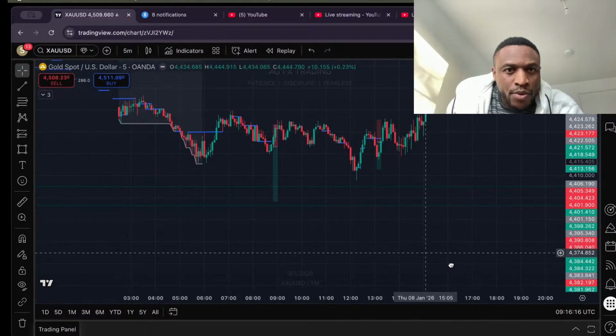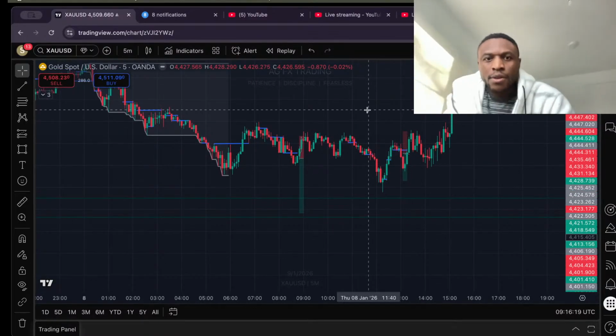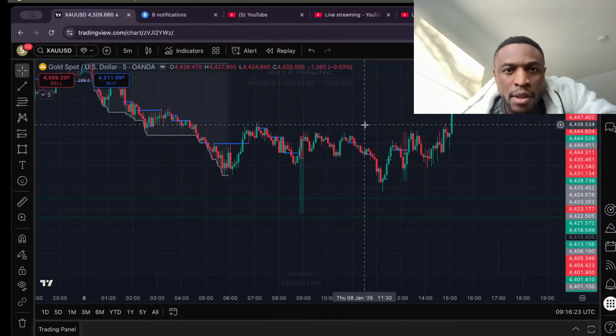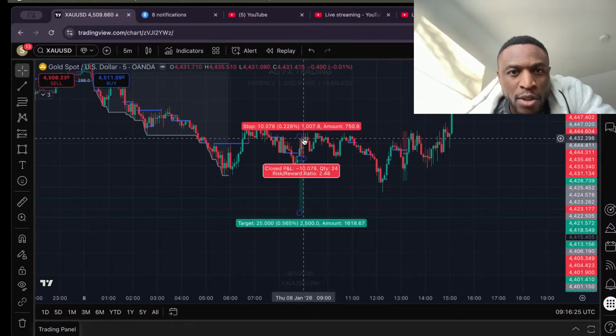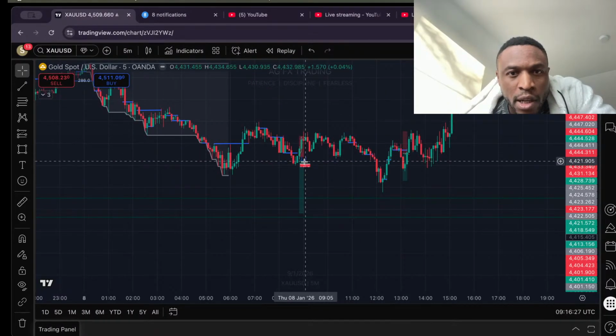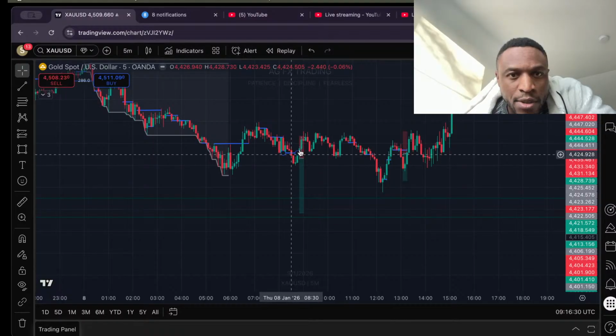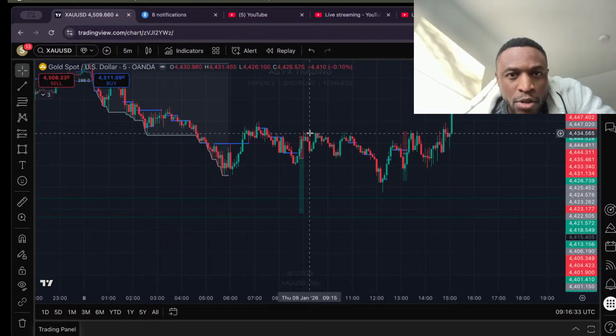Okay, so look at it. This was Thursday's analysis. I was stopped out right here. You noticed it. I analyzed a sell from here because this is a break and a retest, but the market stopped me out.